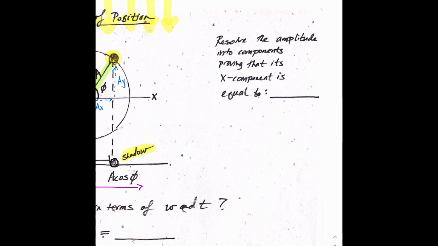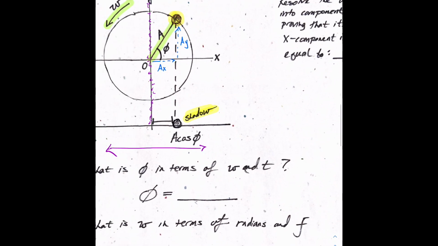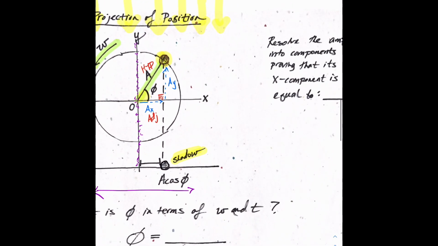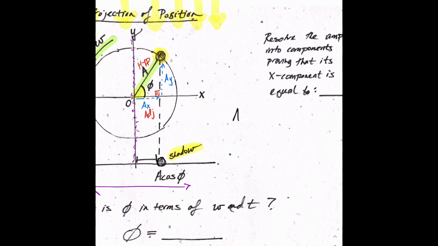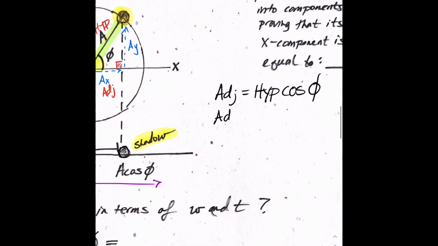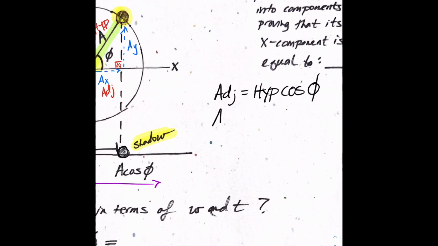Okay, so it says resolve the amplitude into components, proving that its x component is equal to... Well, if we look, this is a right triangle. This is my hypotenuse, and this is then my adjacent. And our angle is not theta, it's actually phi. Our angle phi is right there. So the relationship is that the adjacent is equal to the hypotenuse times cosine phi, just using a little SOHCAHTOA. So the adjacent, which is ax, is equal to the hypotenuse, which is the amplitude, times the cosine of phi.